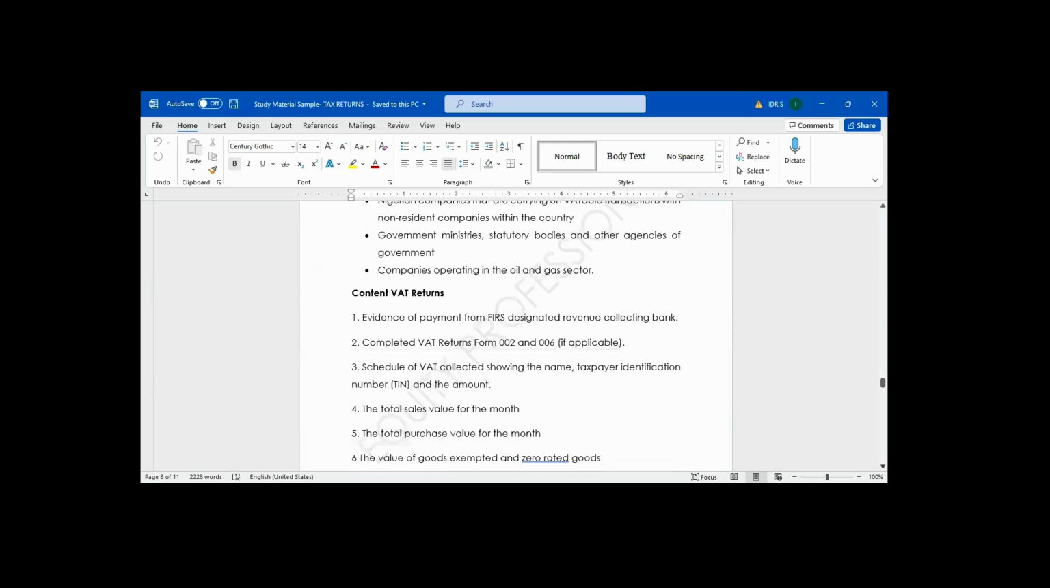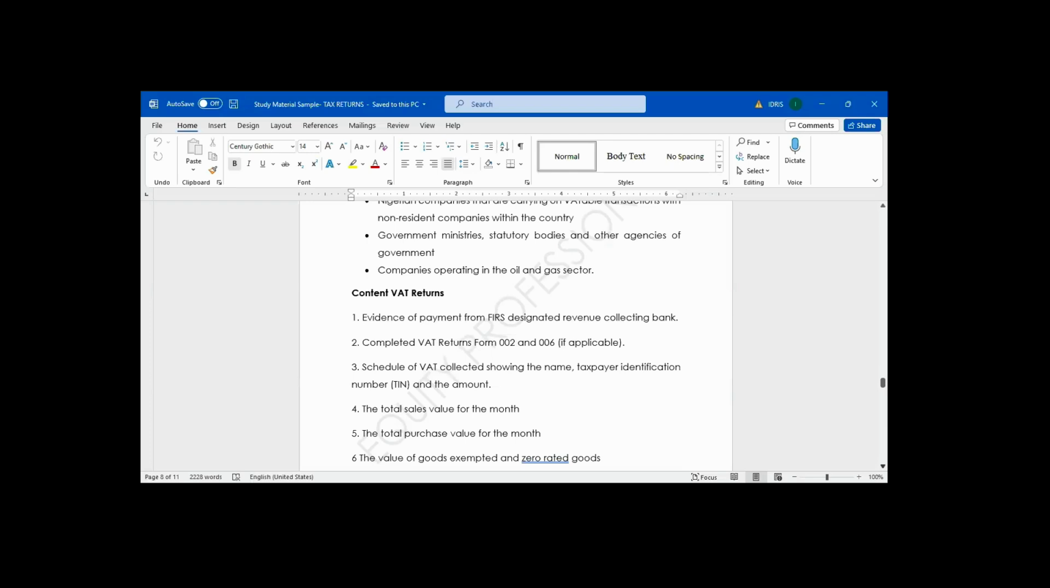Content of value added tax return. What are the contents of a value added tax return? Number one, evidence of payment of the value added tax. Number two, a completed VAT return form 02.